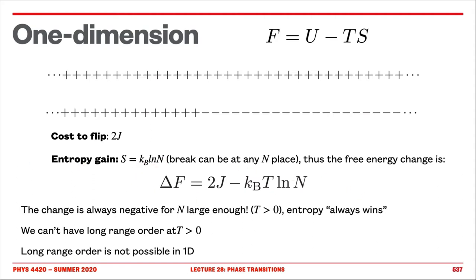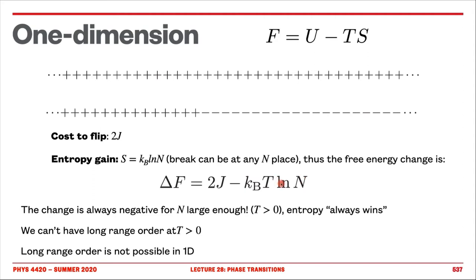So this equation is extremely important because 2J is of course a constant, but this term here, unless you're at T equals zero, is going to be more and more negative as N increases. In fact, once N is large enough, the entropy will always win, in the sense that delta F will be dominated by the entropic term. The reason for this is that so long as T is larger than zero, even a small value of N will move the reaction towards a negative delta F, which is the natural direction for the evolution of a thermodynamic system, and it will happen no matter what.